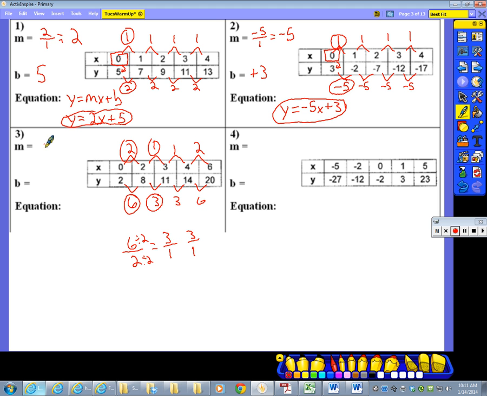So my slope is a positive 3 over 1, which simplifies down to just 3. My y-intercept is right here at positive 2, because you see that's where x equals 0. So positive 2. And so my equation is y equals 3x plus 2. I'm using y equals mx plus b. Last one for this video.